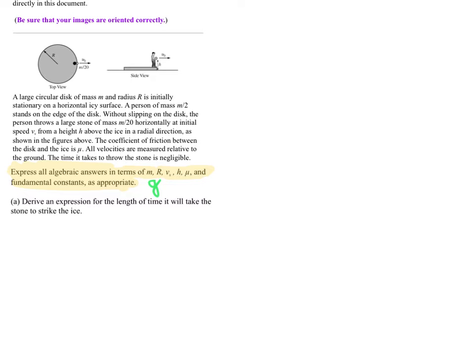All right, part A. Derive an expression for the length of time it takes the stone to strike the ice. So, as usual, let's draw a little picture. Here's the stone. It's thrown with some initial velocity v0, some height above the ground, and then, of course, it tracks out some arc. All they really want is for you to say the original time was t equals 0, the final time is t equals tf. We know that only the vertical motion matters. The horizontal motion is irrelevant in this case.